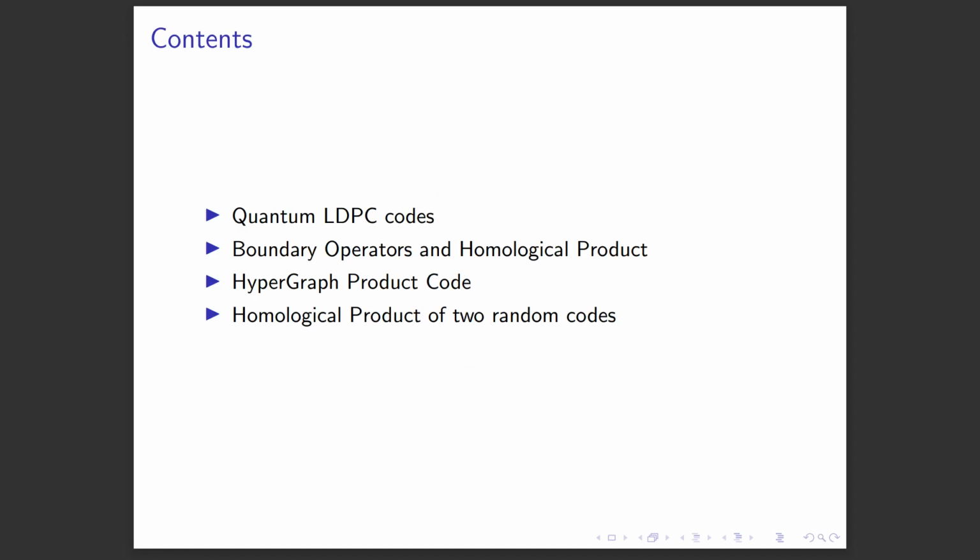So this is the flow of the presentation. First we look at the motivation for studying quantum LDPC codes. Then we look at the boundary operators and the homological product from homology theory, to the extent that is required to understand the presentation that follows. Then we look at the hypergraph product code, and then we look at the results of applying the homological product to two random codes.